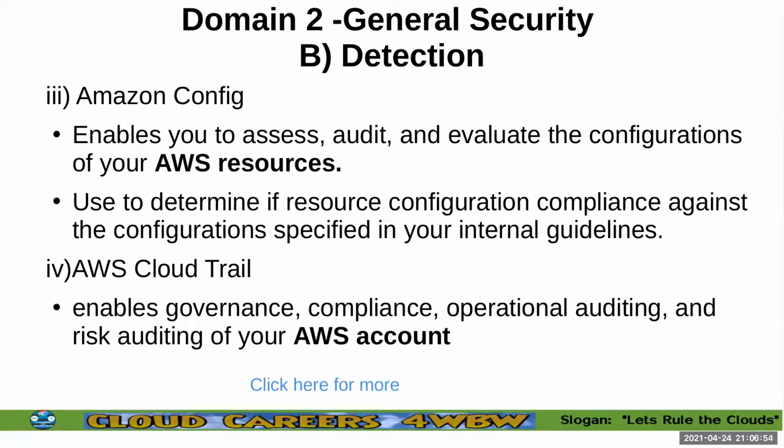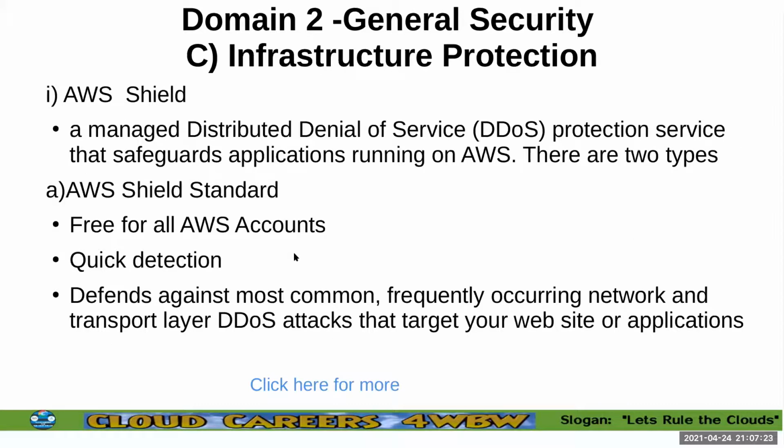But CloudTrail enables governance, compliance, and operational auditing as well, and risk auditing. But in this case, it's looking into the AWS account. AWS CloudTrail is more of monitoring the activity, what's happening in your AWS account. But as we see, Config, when it's doing compliance, is for the AWS resources.